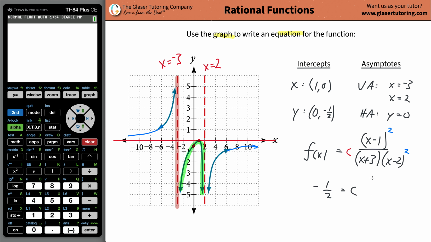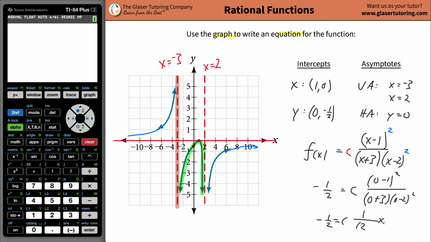So now we're going to have the constant times 0 minus 1 squared, all over 0 plus 3 times 0 minus 2 squared. Let's try to simplify this now. That's equal to c, and on the top you're going to have a positive 1, and this is going to work out to be a positive 4, because you're squaring it. And then positive 4 times 3 is going to be a positive 12. Now you're just going to solve this for c.